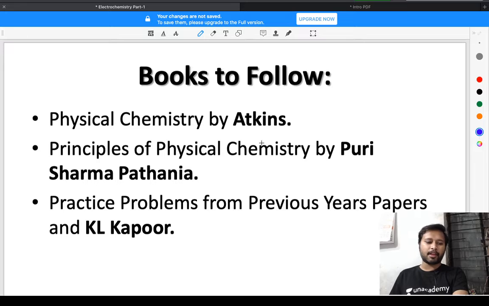Okay, so books which you can follow for this particular topic. I prefer Puri Sharma Pathania as a good book for this topic. Apart from that, you can also follow Atkins after following Puri Sharma Pathania. Then in order to solve good CSIR and GATE level problems, I'll suggest you go for KL Kapoor. It has different volumes, so you will get quite good questions in this particular book.